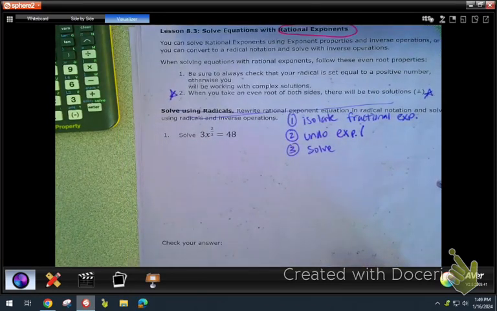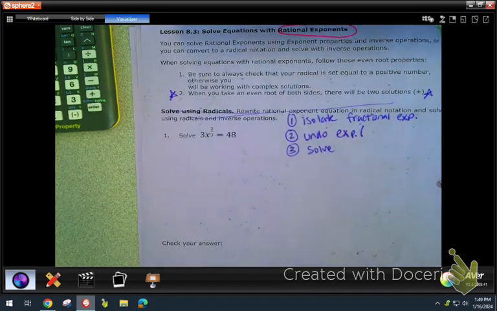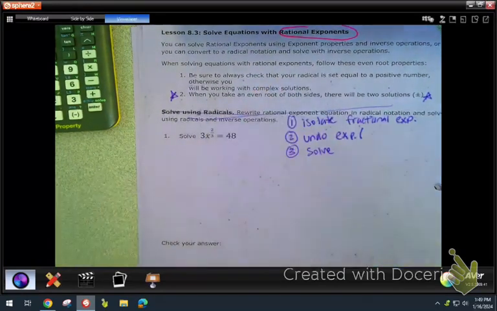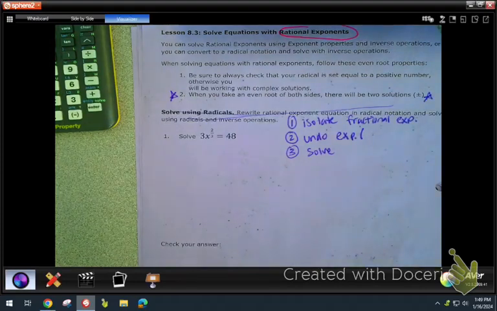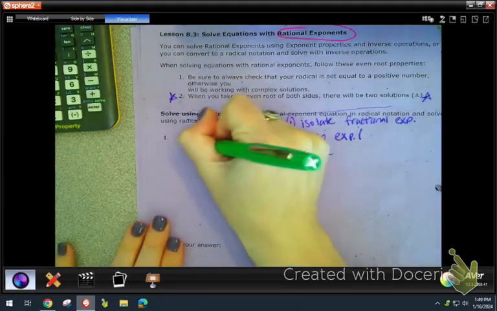Divide by 3, because is the 3 attached to that fractional exponent? No, it's not. I know sometimes it looks like it, but it is not. If it was, what would they put around 3? Parentheses, okay? So we divide by 3 first.